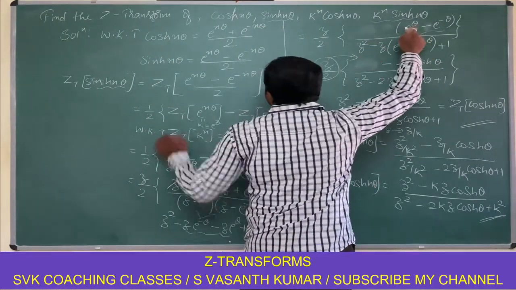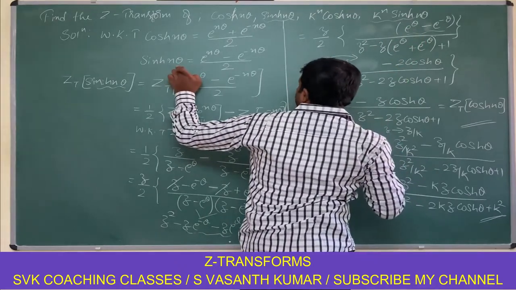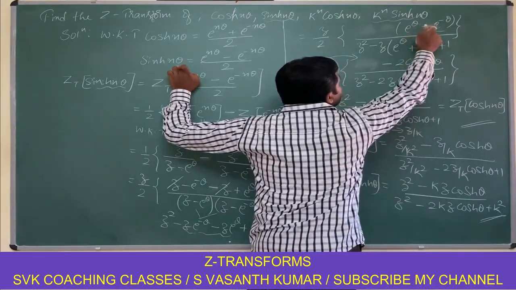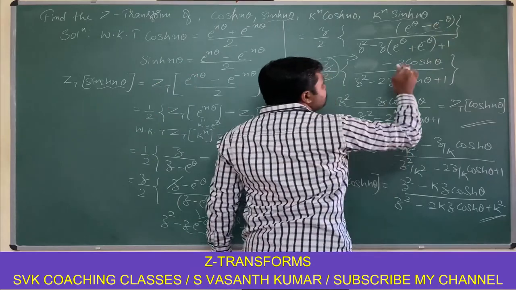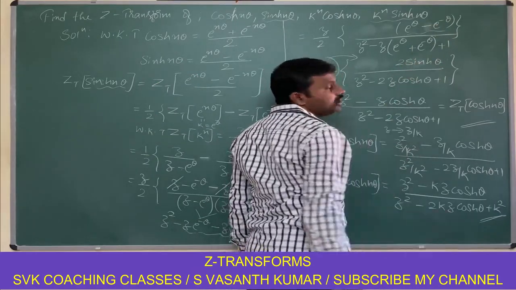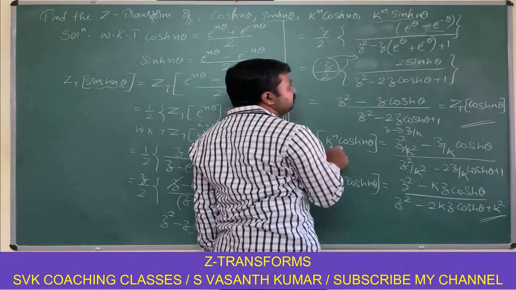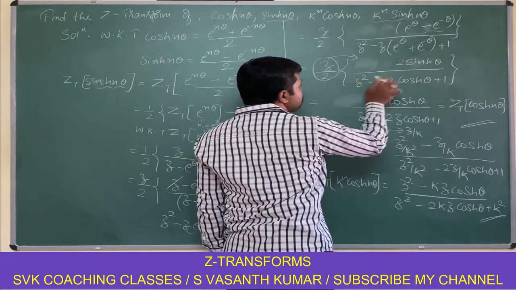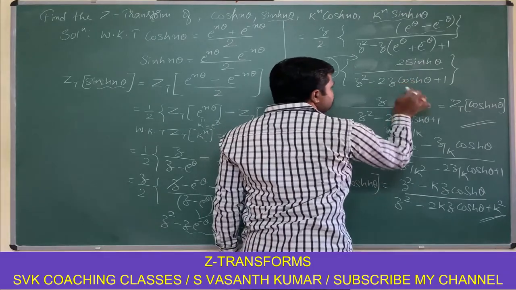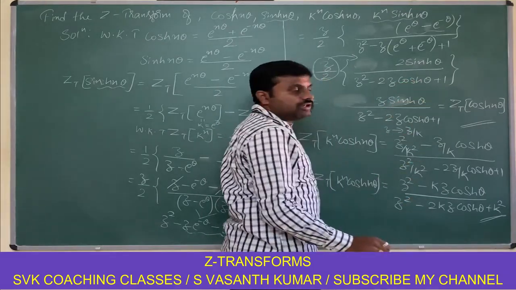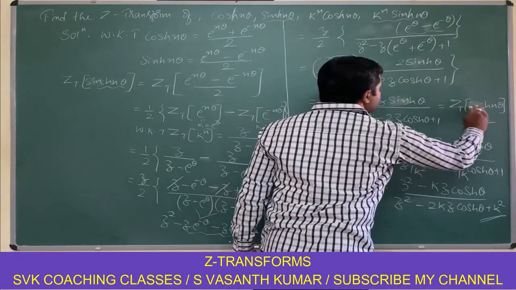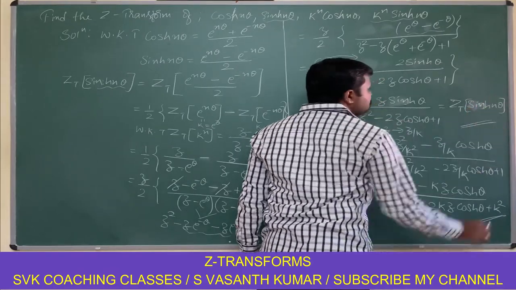So therefore, by definition of sin h n theta, I can write e power theta minus e power minus theta as 2 sin hyperbolic h theta. Now multiply z by 2 inside. So you are going to get z, the 2 gets cancelled, z sin h theta, which is nothing but Z transform of sin h n theta.